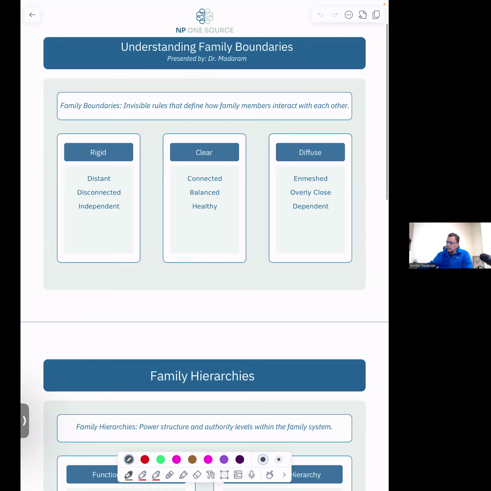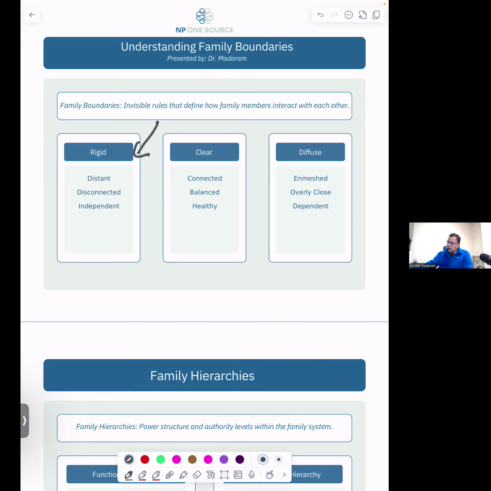Now let's look at different kinds of boundaries. Let's say that we are talking about rigid boundaries, where families often exhibit a sense of distance and disconnect between each other. Each member may be more independent, but it comes at the expense of emotional closeness, resulting in minimal support and communication between them.